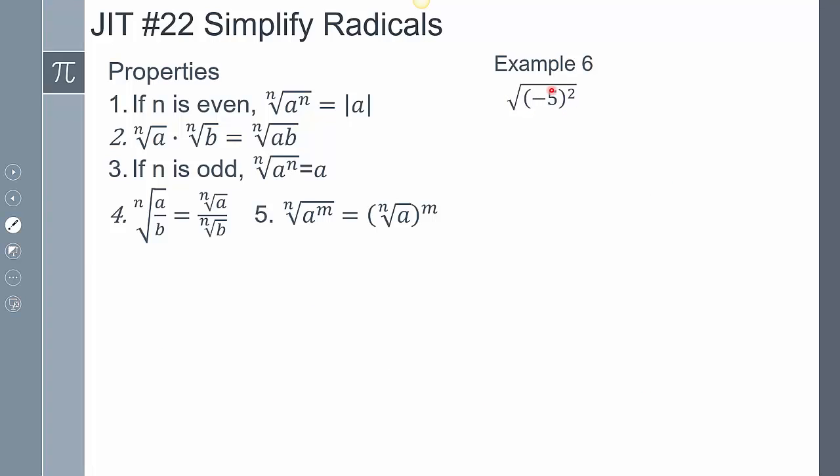Example number 6, I have this negative 5 squared, and because that's even and that's even, I have to say it's the absolute value of negative 5, which is just going to be 5. So we just have to be aware of that. That's where those properties come in, when that's even and that's even.